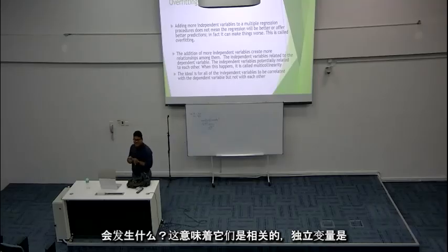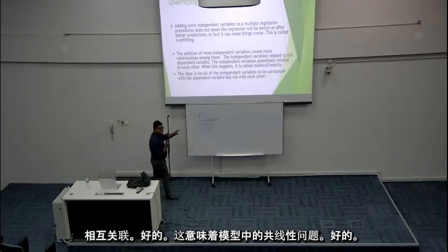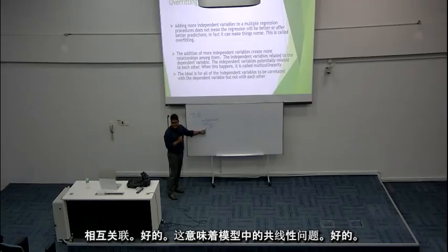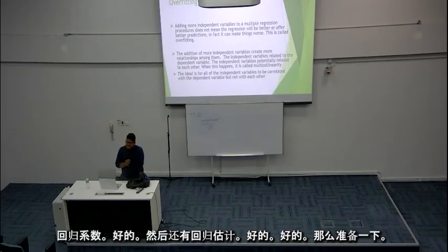So it means that they are correlated. The independent variables are correlated to each other, which means there is a problem of collinearity in the model. If the problem of multicollinearity exists in your model, that will affect the regression coefficient and the regression estimation as well.